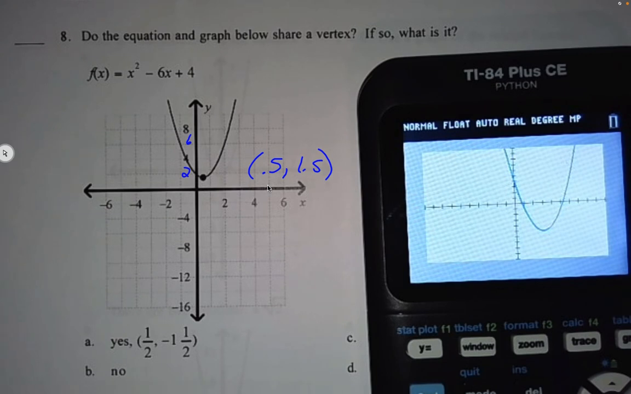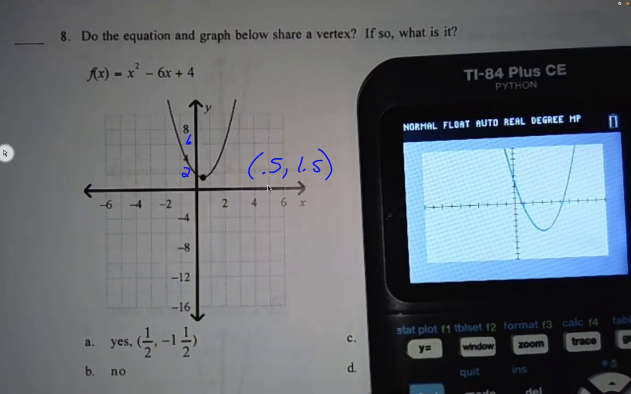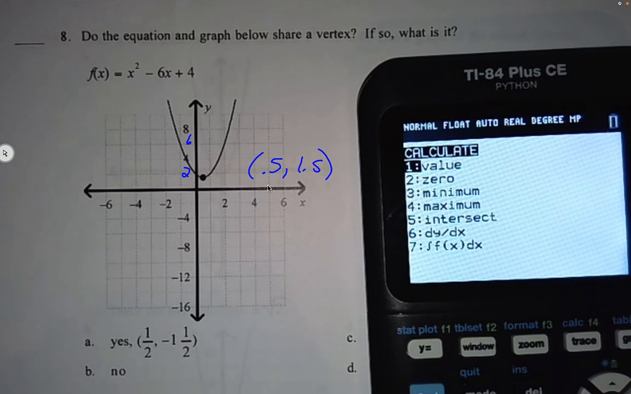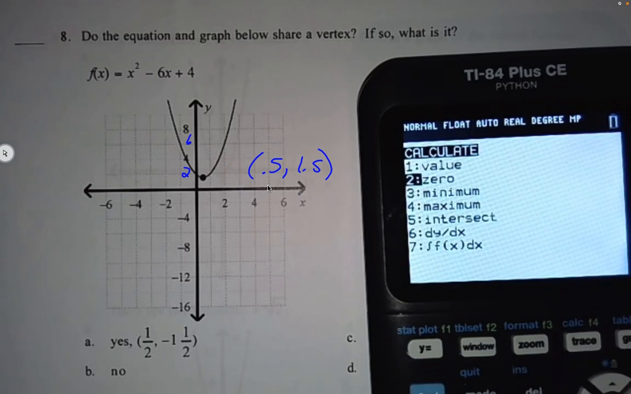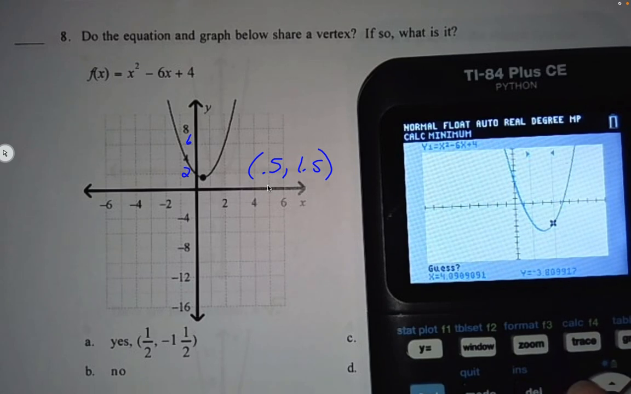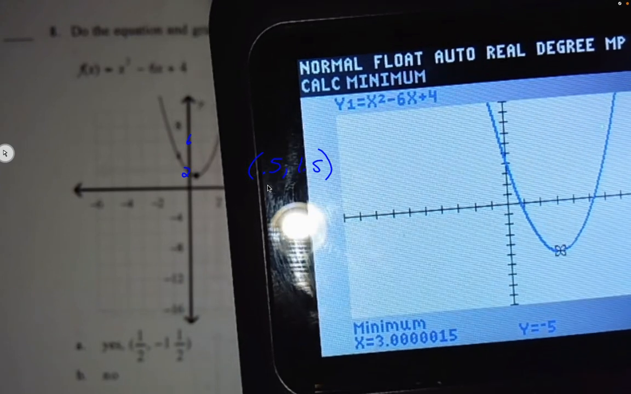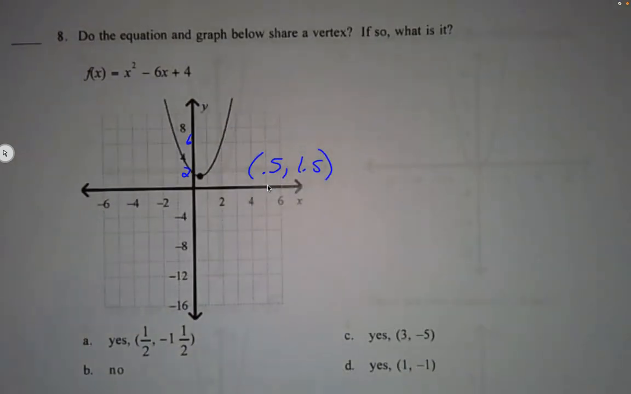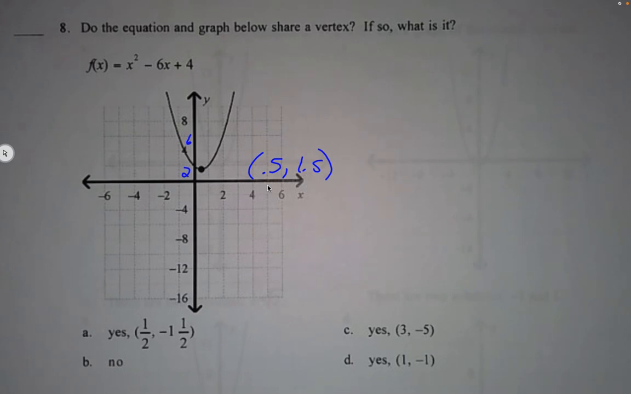Now, if they did look similar and you can't tell this one's vertex, what would you do? Just come over here and press second trace. That's a minimum. And you would go to the left. Oh no, I did something wrong again. Go to the left, go to the right, and back to it, and it would tell you, oh, it's at 3, -5. Okay? But they're not the same. This one's clearly not the same. So it's just B. Your answer is no. Are we okay with that one?